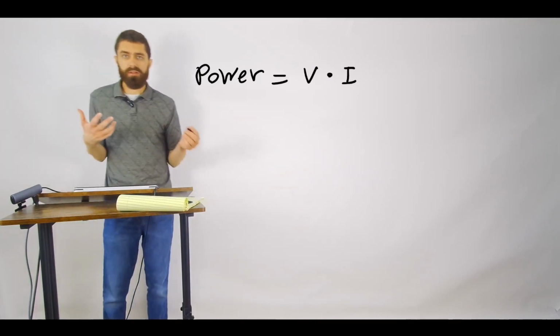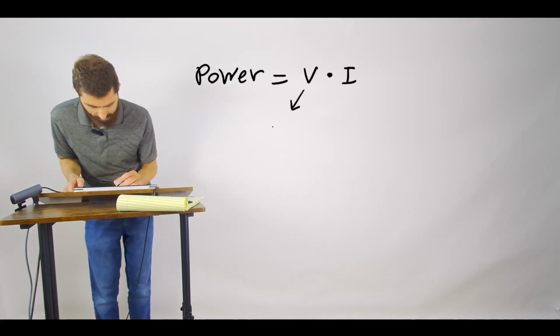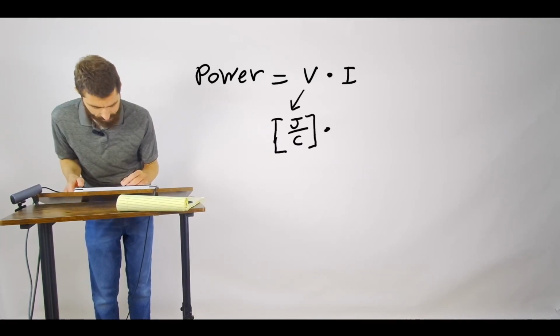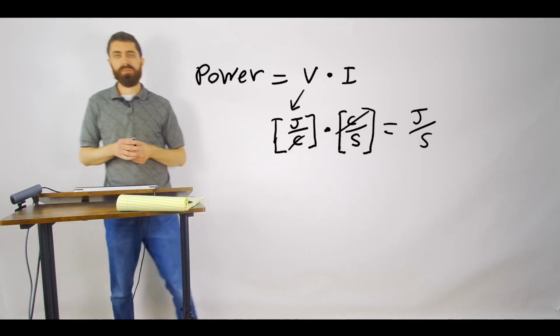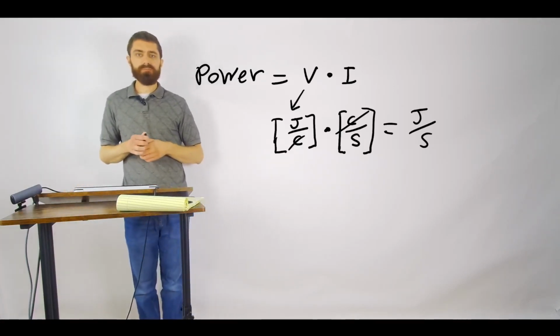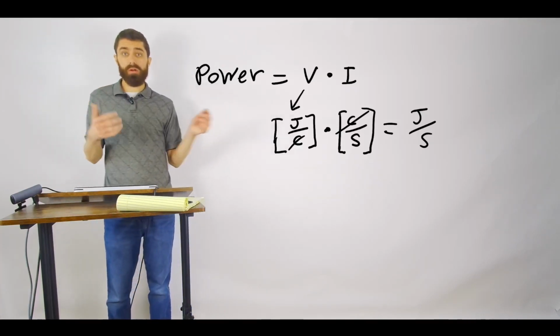And you can kind of see why this works by looking at the units here. So the units of voltage, that's joules per coulomb or a volt. The units of current is an amp or a coulomb per second. So you multiply those two together, the coulombs cancel, and you get joules per second, or how fast energy is being expended. So that's how you calculate power.